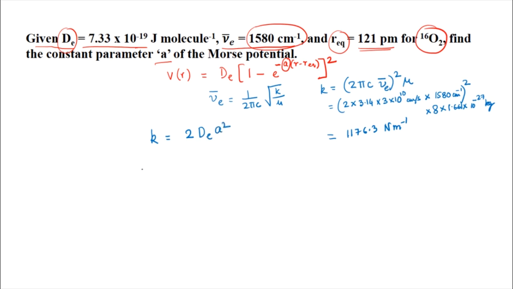And we have discussed in the previous lecture that k is given by 2 D_E times A squared. So, if you want to find A, then A equals root over k by 2 D_E. So, we can write this as k is 1176 Newton per meter divided by 2 times D_E, which is given here. So, 2 times 7.33 times 10 to the power minus 19 joules per molecule. So, this will be 2.83 times 10 to the power 10 meter inverse.